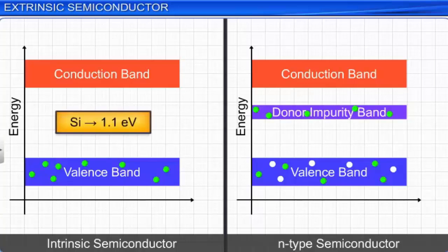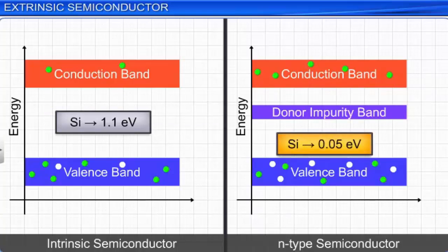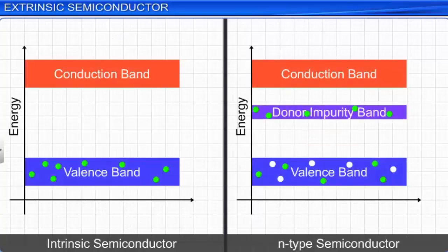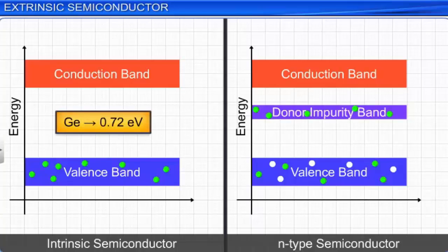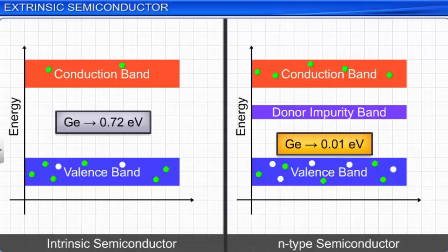If it is doped with a pentavalent impurity to a suitable level and converted to an N-type semiconductor, the energy required for an electron to jump from the valence band to conduction band reduces to 0.05 electron volt approximately. Similarly, if the semiconductor crystal is made of germanium, the energy required for an electron to jump from valence band to conduction band is about 0.72 electron volt. If it is doped with a pentavalent impurity to a suitable level and converted to an N-type semiconductor, the energy required reduces to 0.01 electron volt approximately. Thus, electrical conductivity of an N-type semiconductor is much better than an intrinsic semiconductor.